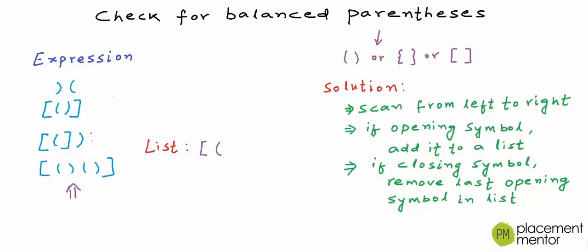The next character is a closing parenthesis. Now we must look at the last opening symbol in the list, and if it is of the same type, then we have got its counterpart and we should remove this. Now we move on to the next character. This is once again an opening parenthesis. It should go in the list at the end. The next character is a closing parenthesis, so we will look at the last element in the list. It's an opening parenthesis, so we can remove it from the list.